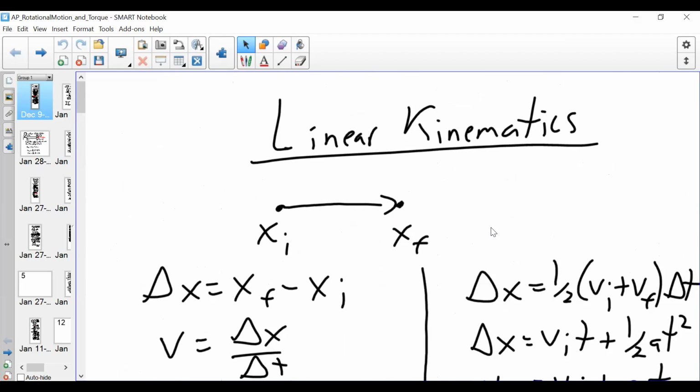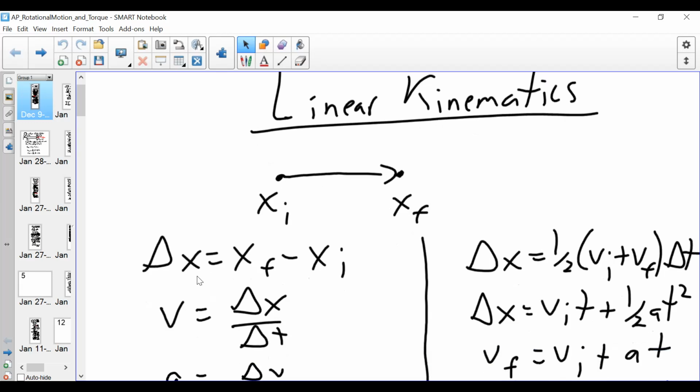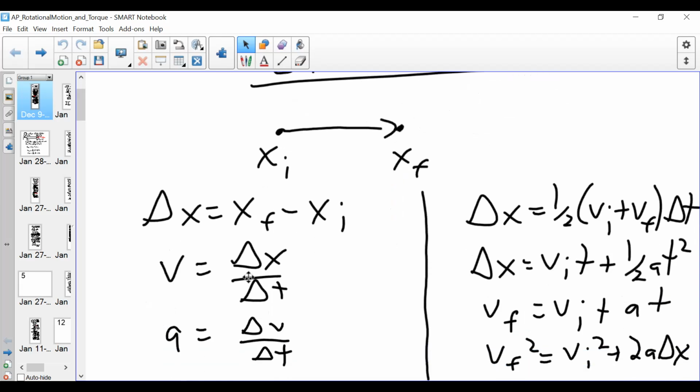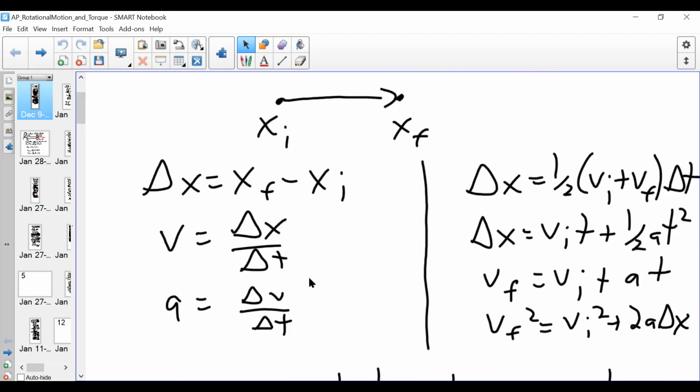Back in the previous chapters, we have been dealing with a point particle. And if that particle is changing position from an initial position x_i to x final, and we take the difference between the two, that would be a linear displacement, given by this equation, delta x equals x final minus x initial. The velocity is the rate of change of position, delta x over delta t, linear. And linear acceleration is delta v over delta t.